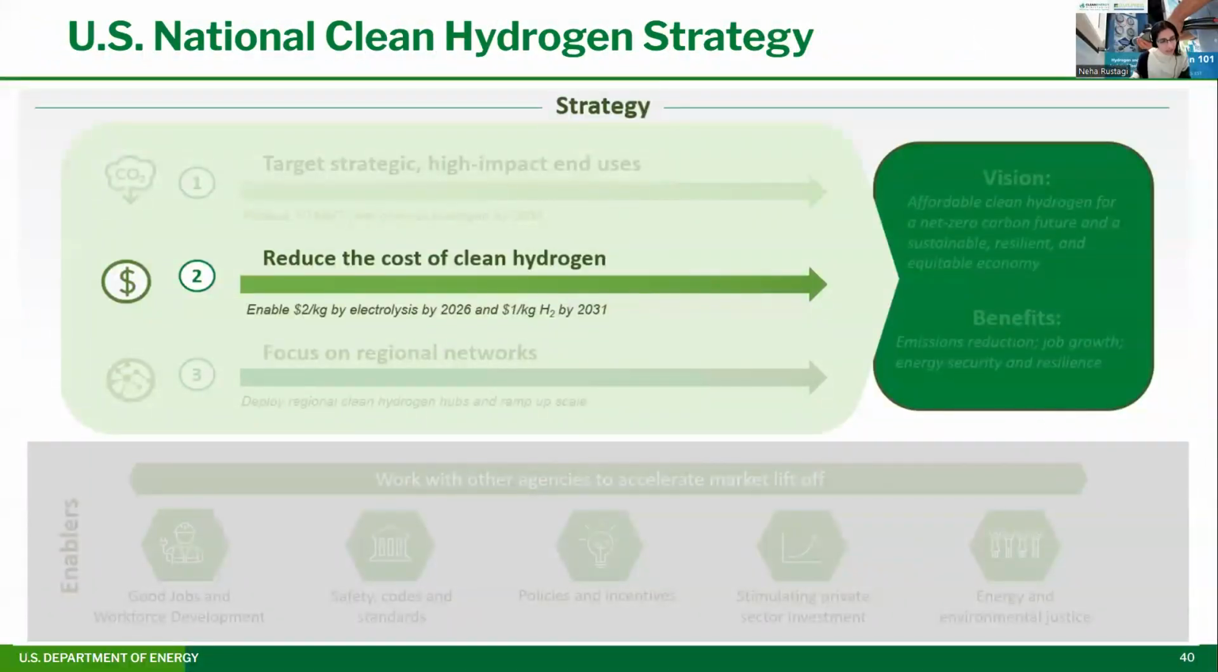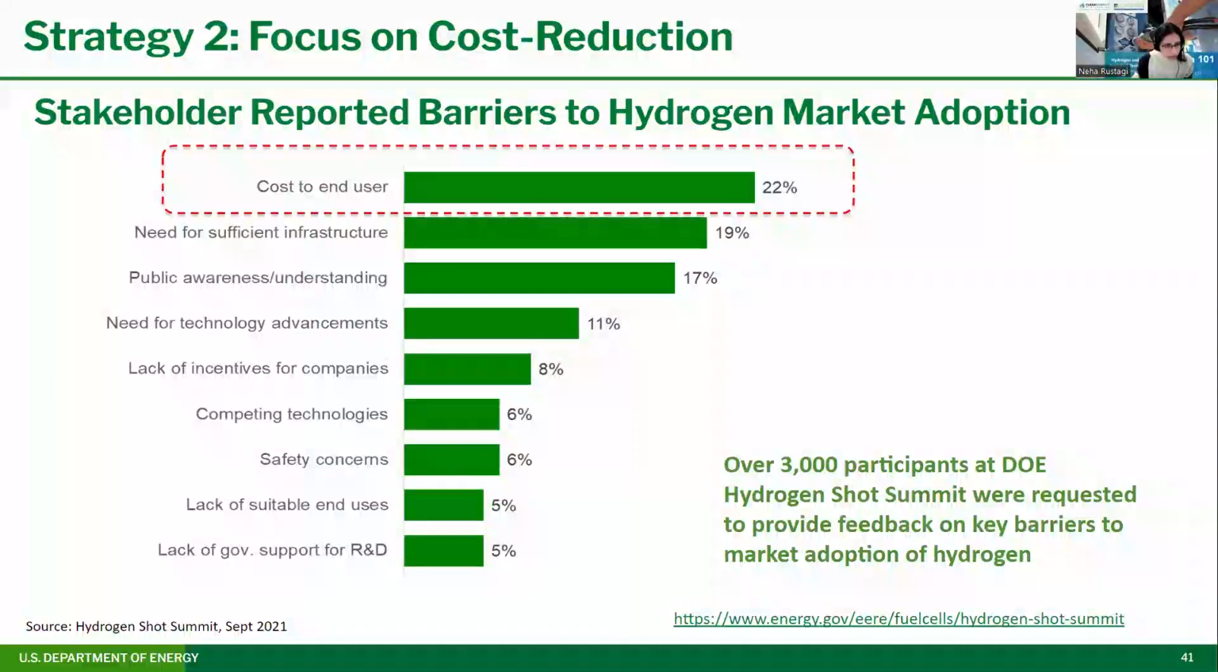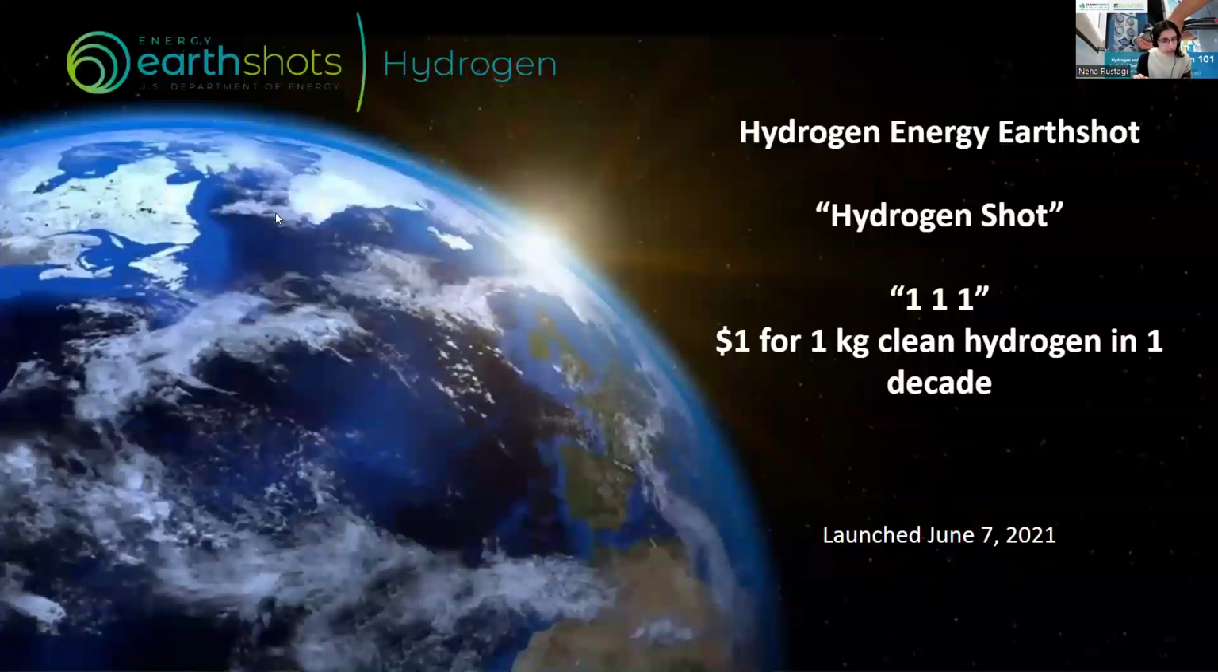All right, so next I'm going to talk about the second strategy, which is to lower the cost of clean hydrogen. On the next slide, you'll see in all of the stakeholder engagement that we've done, the cost of hydrogen to the end user is seen as the biggest barrier to market adoption. This includes both the capital cost, which is just a big investment for stakeholders to make, as well as, in early years before we get to economies of scale, the levelized cost.